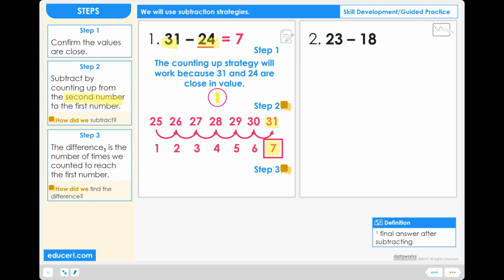To find the difference, 31 and 24 are values close to each other, so we use the counting up strategy, starting from 24, counting up and keeping track until we got to the first number value of 31. That was 7 times we had to count, so we know that the difference of 31 minus 24 is equal to 7. You are now ready to use the counting up strategy to problem number 2, 23 minus 18.